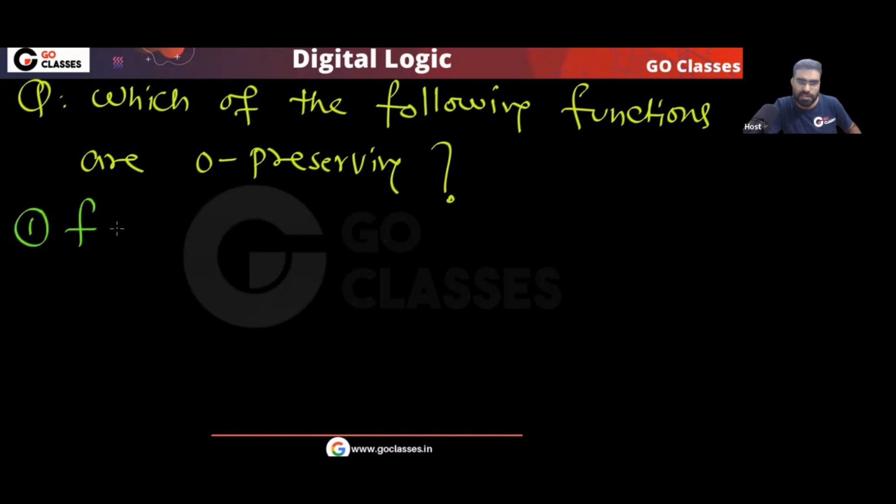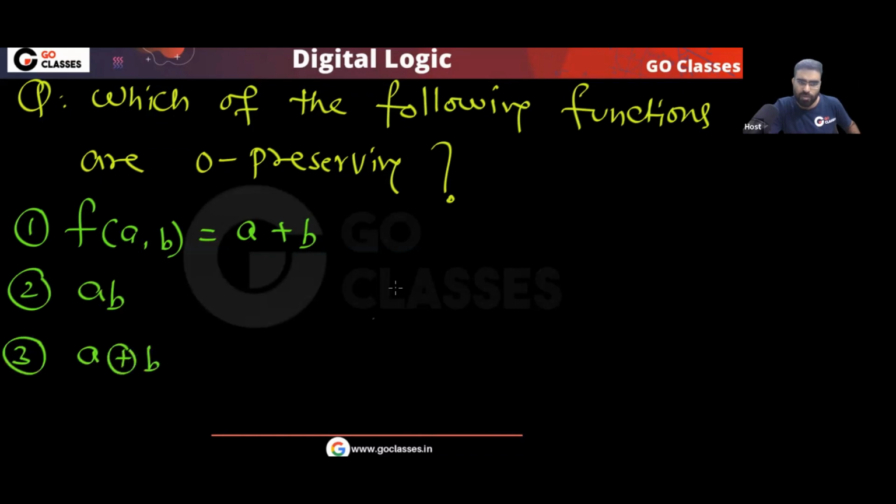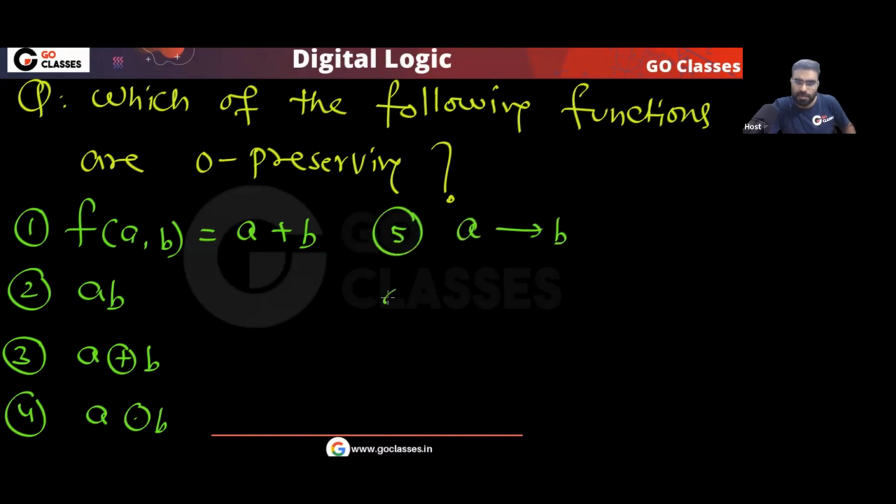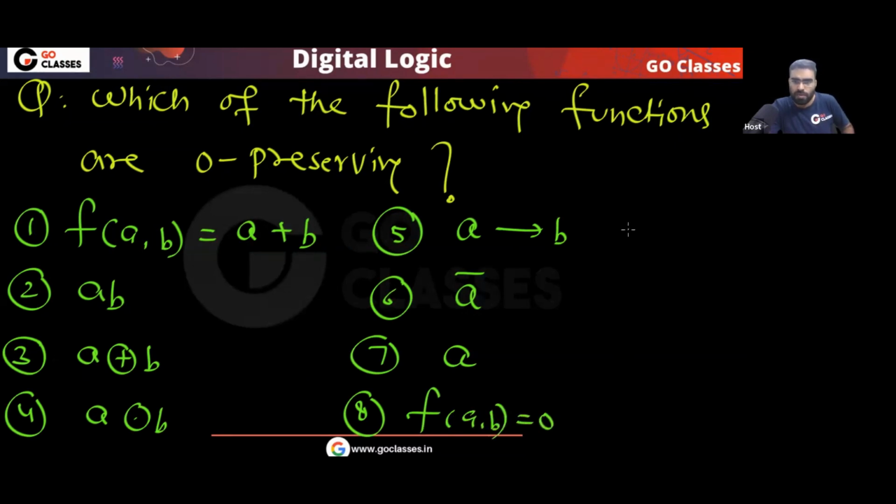For example, let's take this function f(a, b). That is, for example, a OR b. Let's see this function a AND b. Let's see this function a exclusive OR b. Let's see this function a XNOR b. Let's see this function a implies b. Consider this function a bar. Consider this function a itself. Consider this function f(a, b) equal to 0, which means it is always 0. And number 9, that is f(a, b) equal to 1.